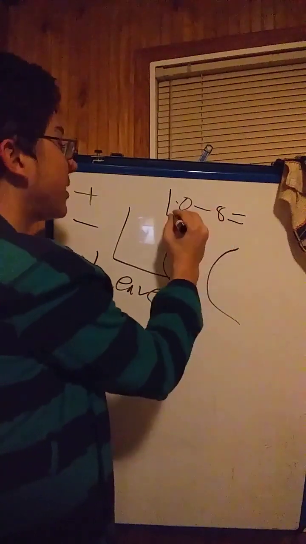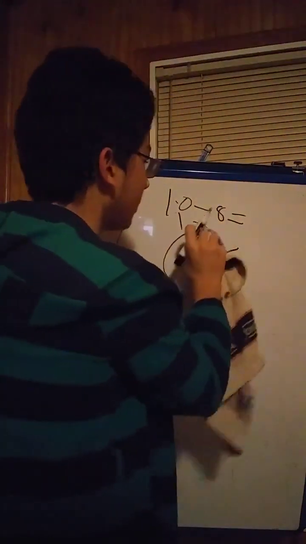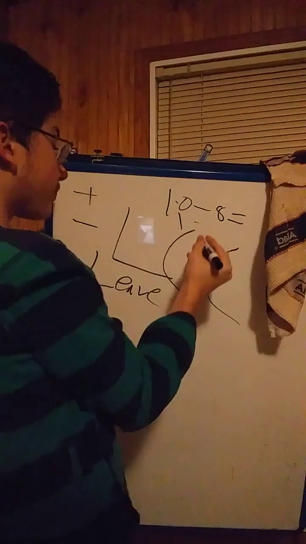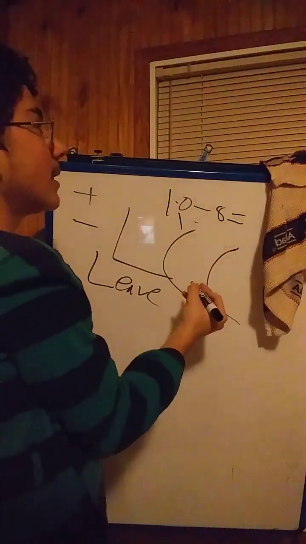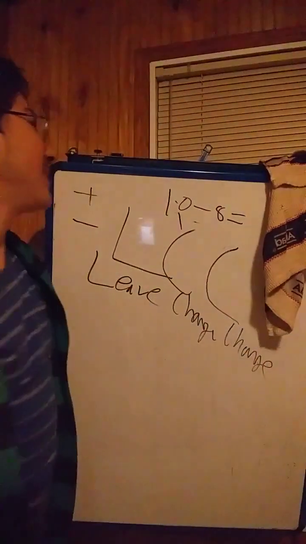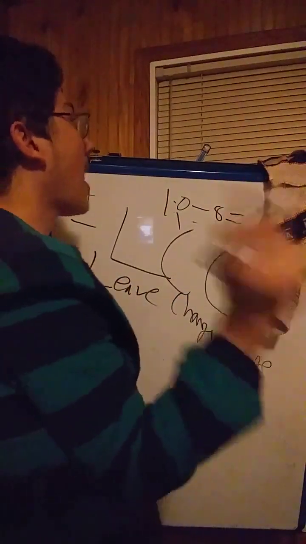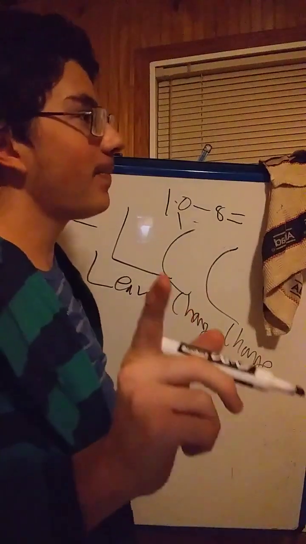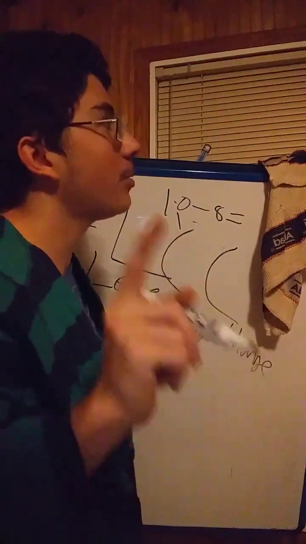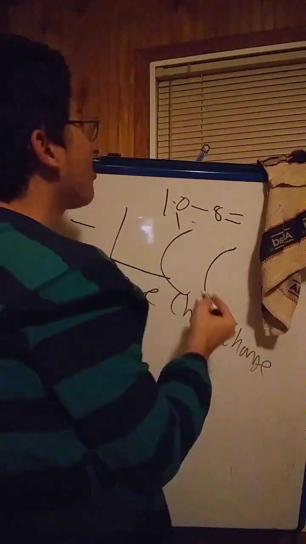So 1, 2, 3. So this is 1, this is 2, this is 3. So we've already done 1. The C, both of these C's stand for one word. This is how I was taught. Both of these C's stand for the same word, and I am not going to tell you that word right now. In this situation, the C word is change.